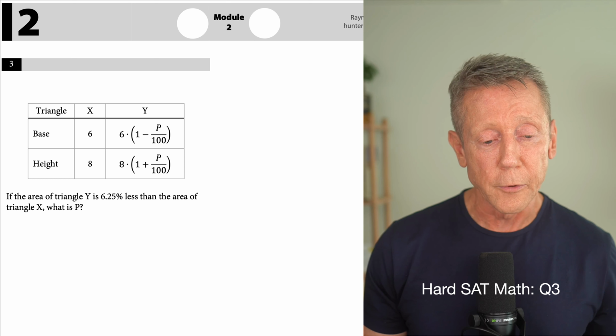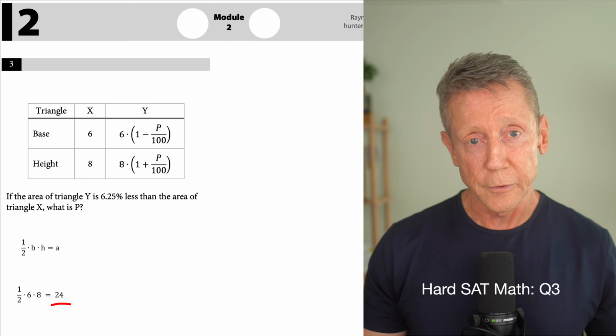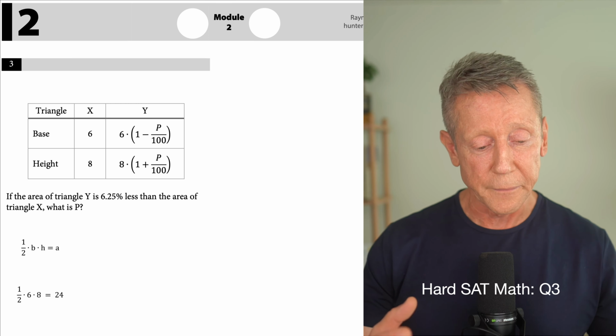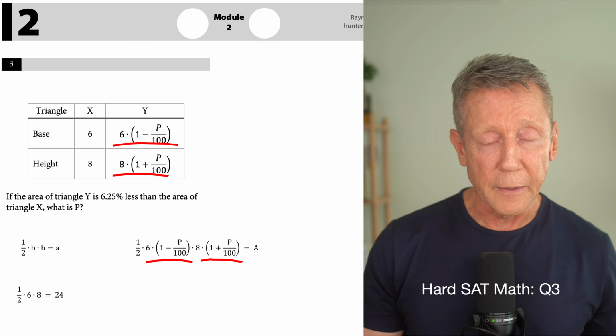So I'm going to write the area formula for triangle X, and I'm going to load in my values, and I get A is 24. Okay, and that's kind of a dead end there. So now I'm going to move on to triangle Y. I'm going to set that one up using the triangle area formula. So I'm going to load in the lengths, and I have that that's equal to A.